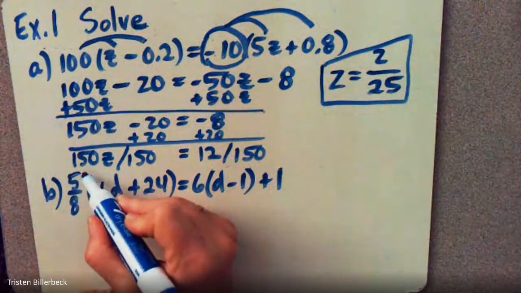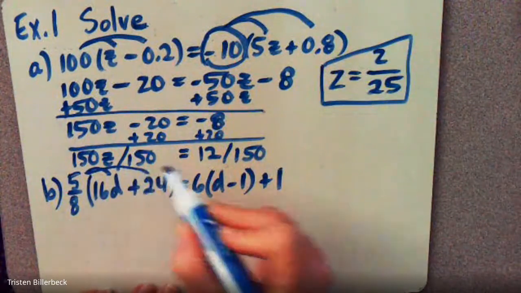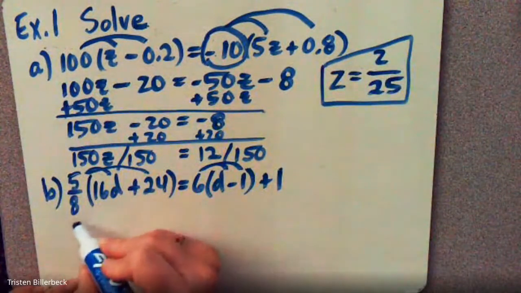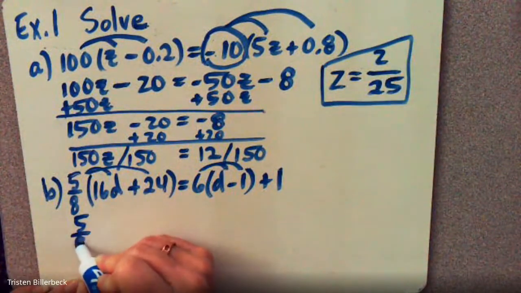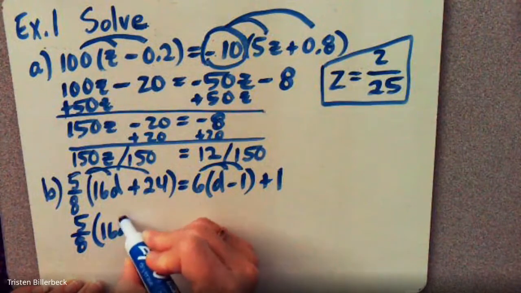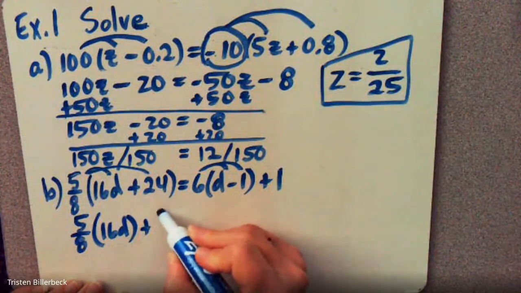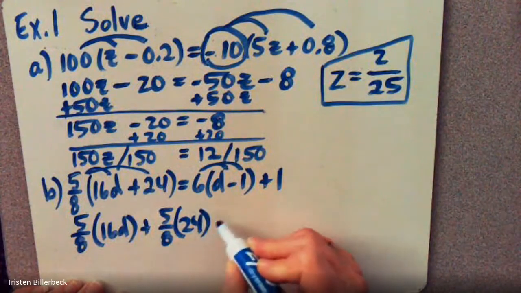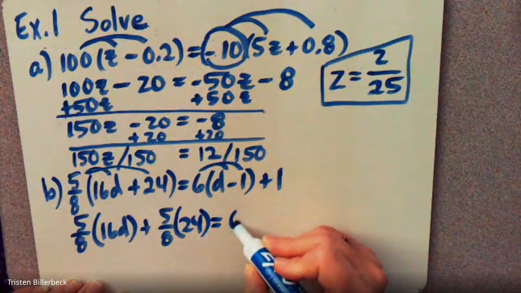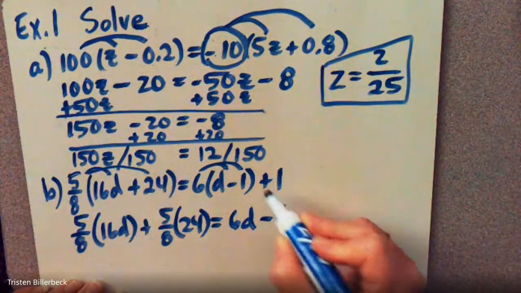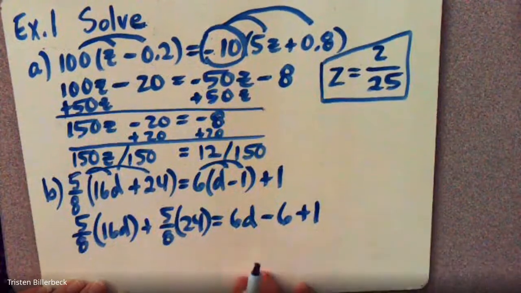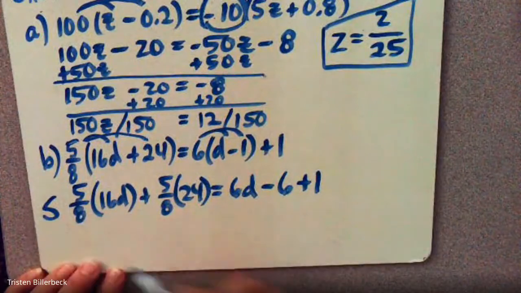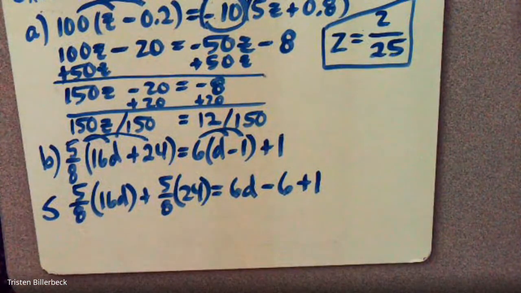All right, on this one, we are going to distribute and distribute this. So we have 5/8 times 16d plus 5/8 times 24 equals 6d minus 6, and there's a plus 1. So we're going to simplify here. I'm going to put an S there for simplify.